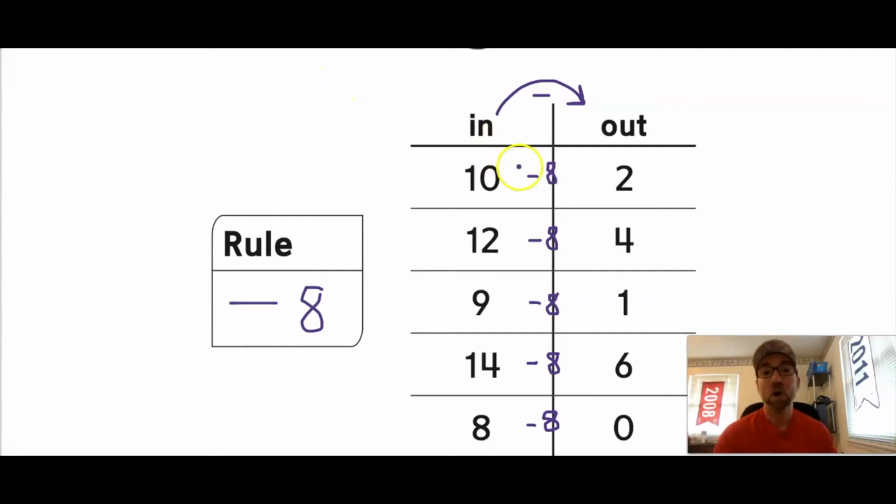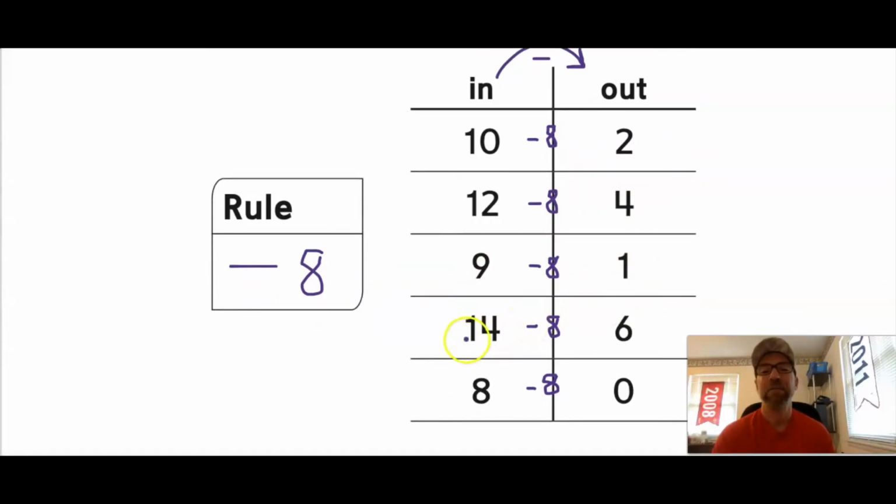After solving all those problems, I found out that my rule is minus 8. 10 minus 8 equals 2. 12 minus 8 equals 4. 9 minus 8 equals 1. 14 minus 8 equals 6. 8 minus 8 equals 0. The rule works for all of them.